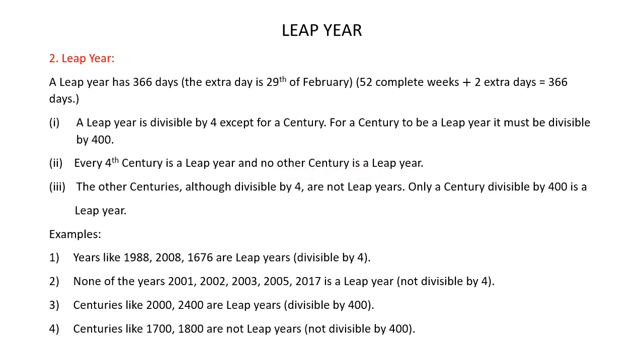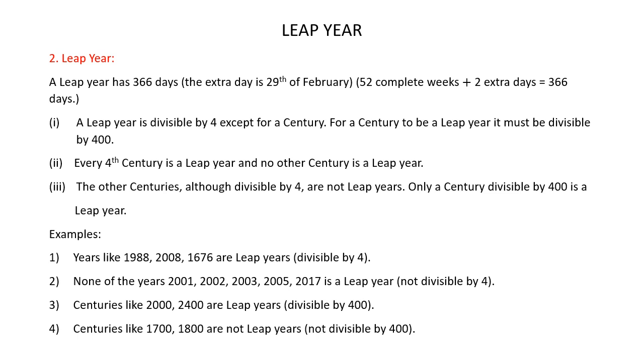For example, 2000, 2400 are leap years. But the other centuries like 2100, 2200, 2300 are not leap years. So every fourth century is a leap year, but the other centuries are not leap years. The other centuries, although divisible by 4, are not leap years. Only a century divisible by 400 is a leap year.